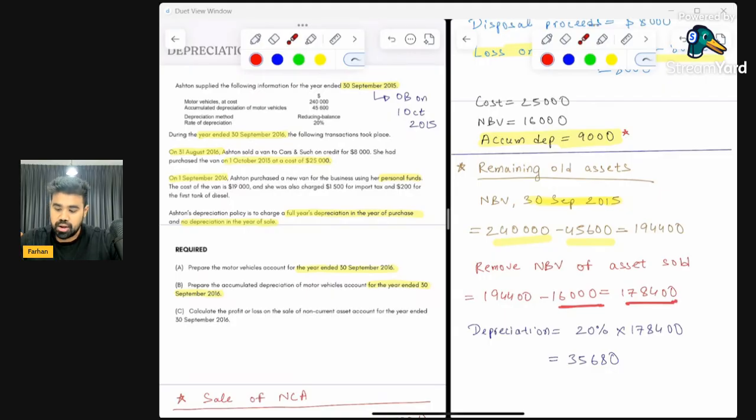Okay, now what we can do, we can depreciate these remaining old assets by multiplying the given rate of 20% with the remaining net book value of 178,400, and that would give us 35,680 as the depreciation for these remaining old assets. Okay?